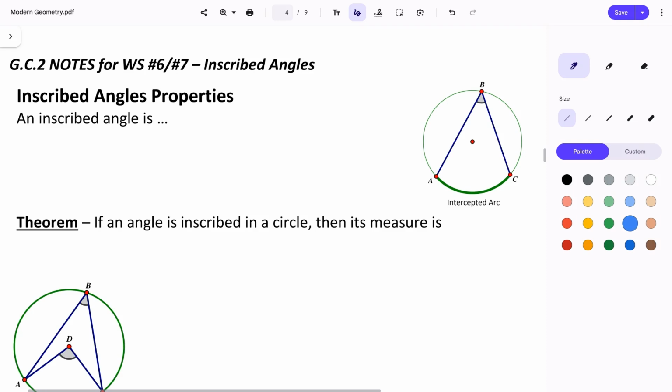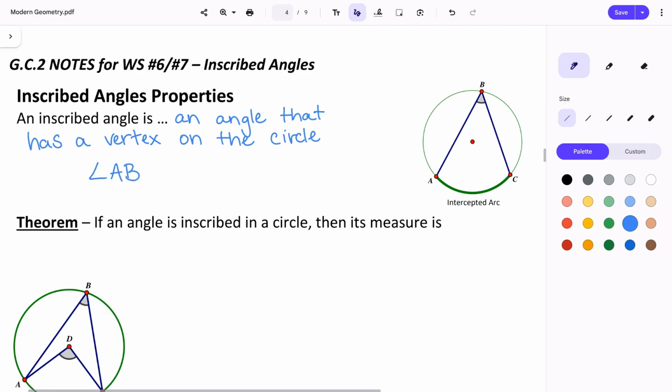Okay, so let's go ahead and just write down the definition of an inscribed angle. An inscribed angle is an angle that has a vertex on the circle. So if I wanted to name this angle, I would say angle ABC is inscribed.